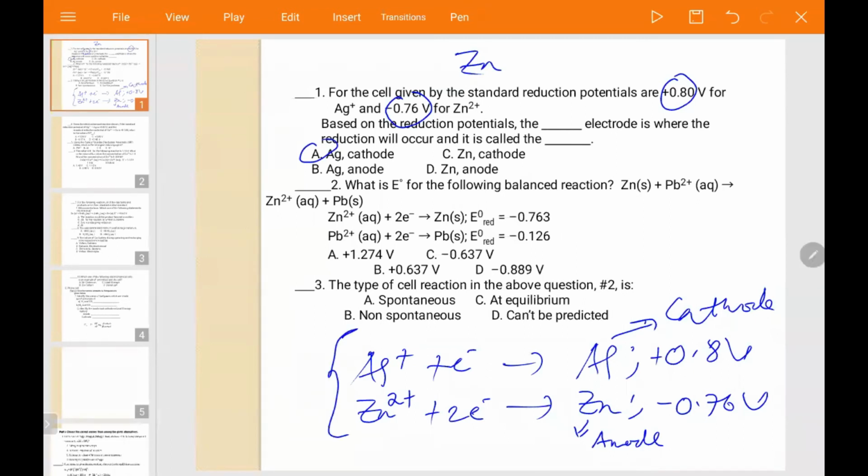How can you write cell notation? Yes, how can you write cell notation? We know the pattern or the form: first the anode, then the electrolyte, then a double vertical line to represent the salt bridge, then the cathode electrolyte and the cathode. Who can answer this: how can you write cell notation for number 1? Tell me please.